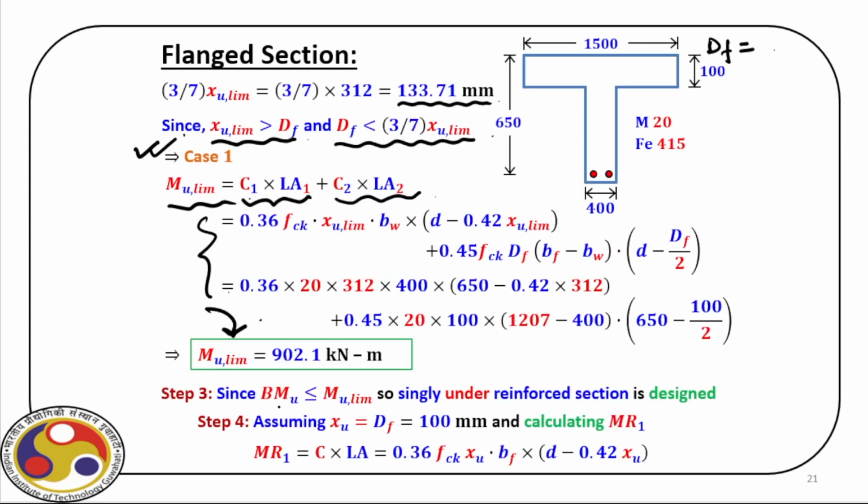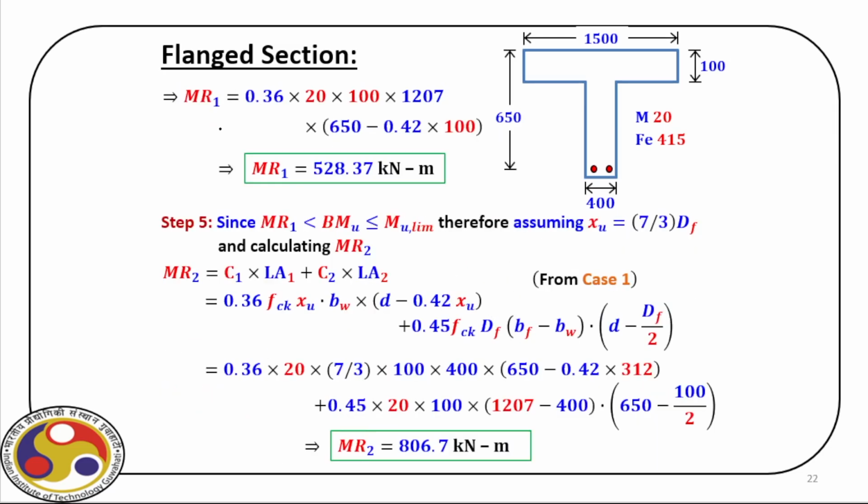So this applied bending moment is actually less than this MU limit. So a singly reinforced section is designed. So what we assume, XU equal to DF equal to 100 and then calculate MR1. Okay. And then this is the value of MR1.